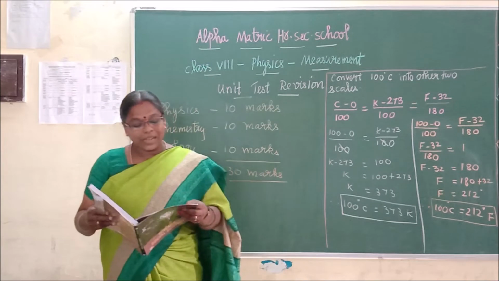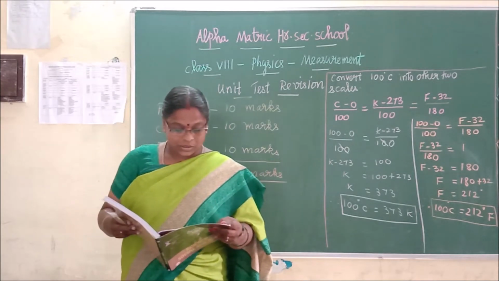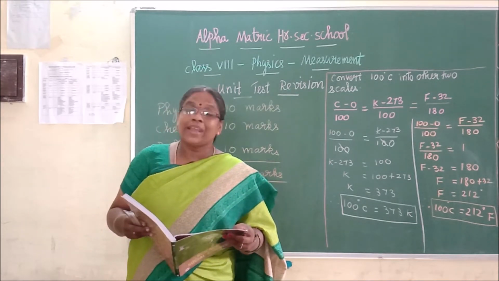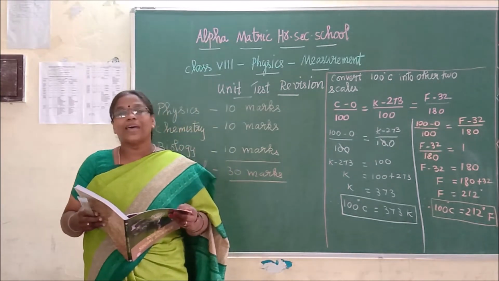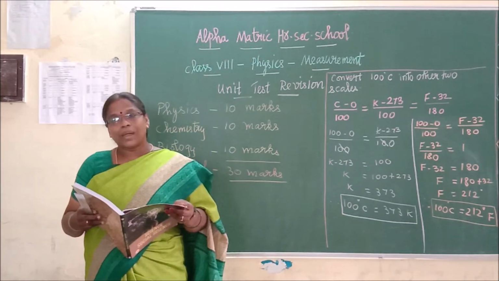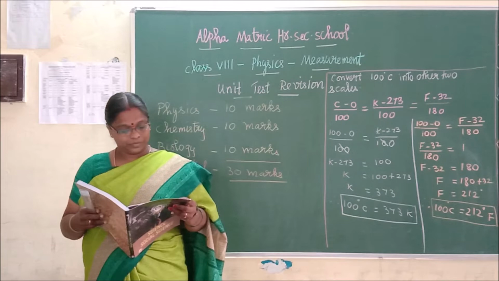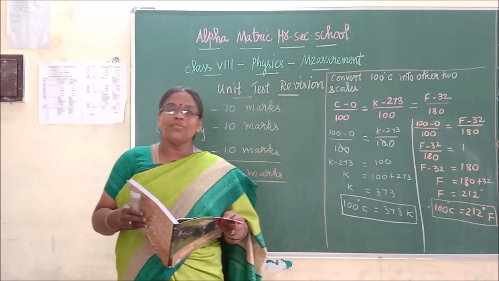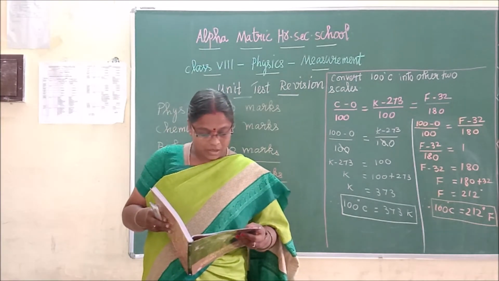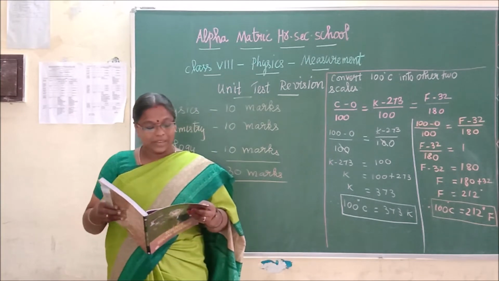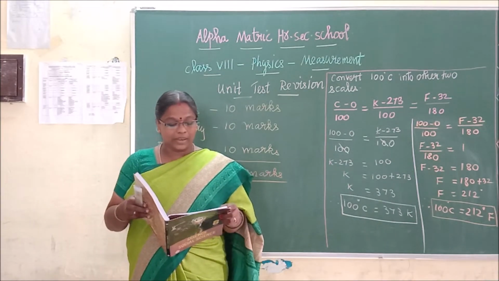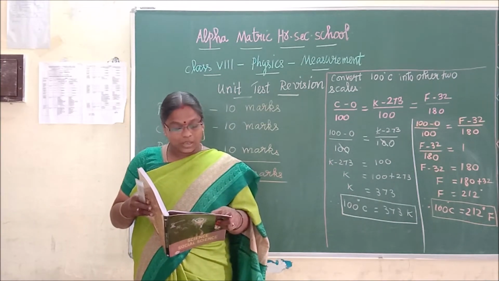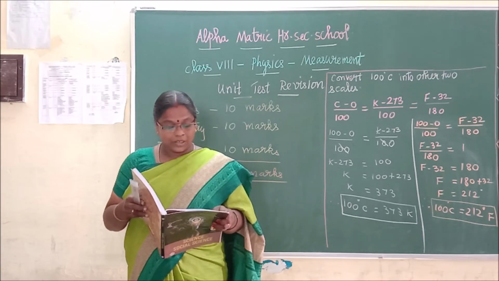Right? Give a comparative diagrammatic explanation for the 3 scales of temperature. And children, don't feel it to be very difficult. There are so many numbers given in that diagram. Just note down the last numbers, right?